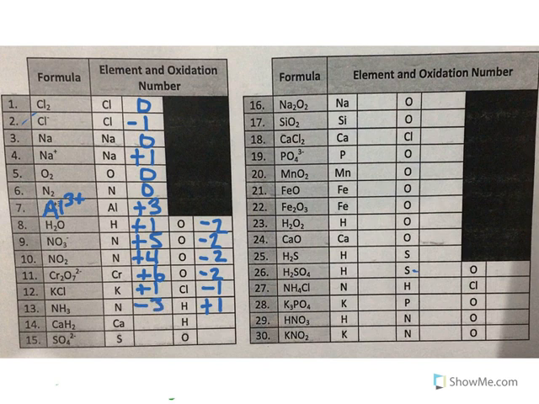On number 14, we have hydrogen, but this time hydrogen is attached to a metal. This is acting as an anion, so this hydrogen will have a -1 oxidation number. Since there's 2 of them, that calcium would need to be 2+, which makes sense because calcium makes a 2+ ion.